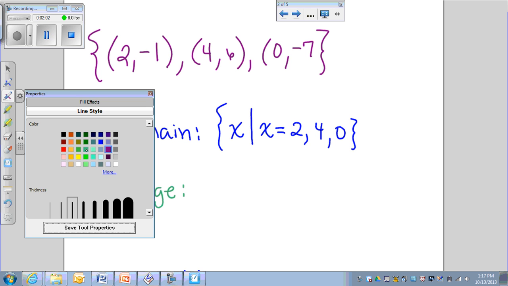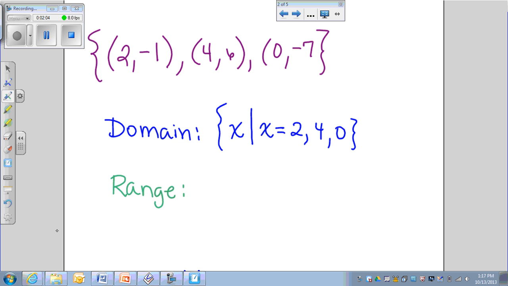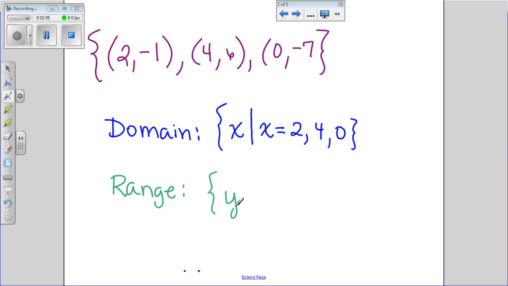For our range, we would start with all y, since range is y, such that y is equal to -1, 6, or 7. Those are the 3 values that y can take.